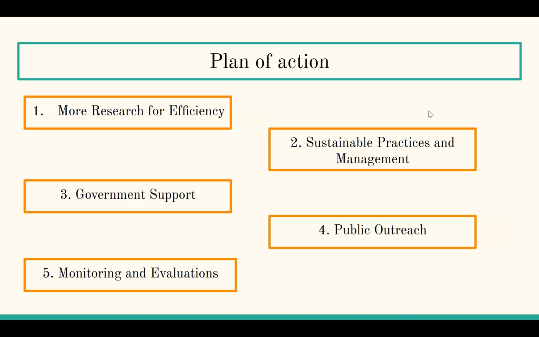If funding were not an issue, I recommend more research should be done to increase the efficiency of ethanol production as a first step. This would include funding projects to develop drought-resistant crops for making ethanol. My second step would be following sustainable practices and having crop management.